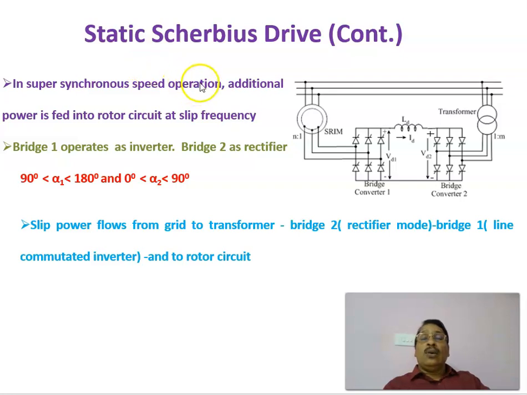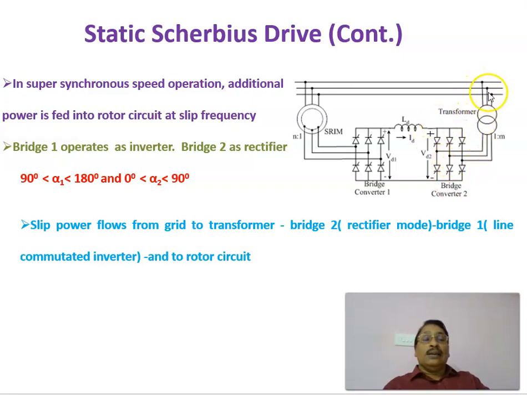Now let us see how the static Scherbius drive system can be used to control the speed of a slip ring induction motor above synchronous speed, that is supersynchronous speed. In that case, as I told you, of the two converters, converter 1 and converter 2, converter 2 is working as a rectifier.